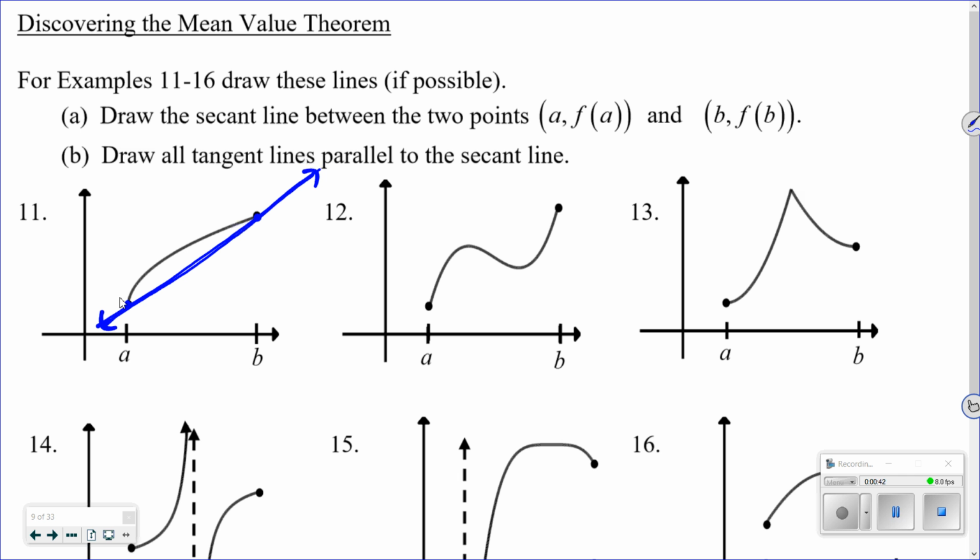Then it says draw all tangent lines parallel to that secant line. So I'm going to come up here, somewhere in there, it looks like that. I would have a tangent line that's parallel to that secant line. I want you to do that for 11 through 16, and we're trying to discover something here. So go ahead and pause the video. Work down through those. While you're doing it, I'll do it also, and then we'll come back and compare them with each other.